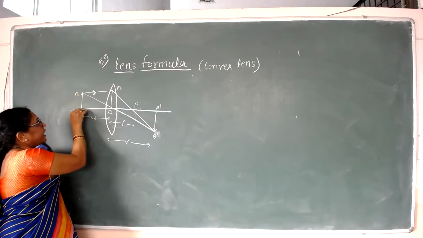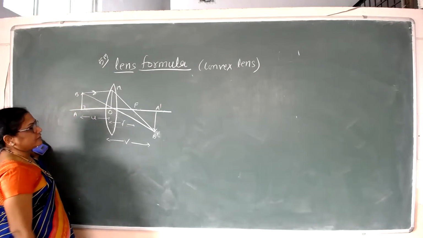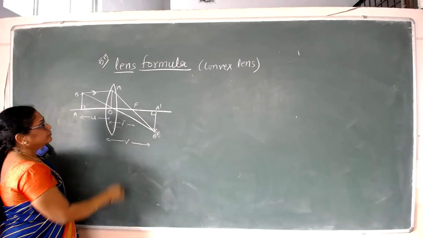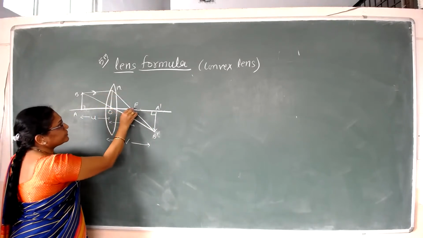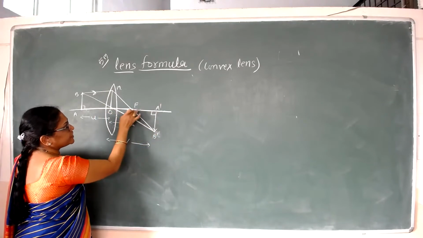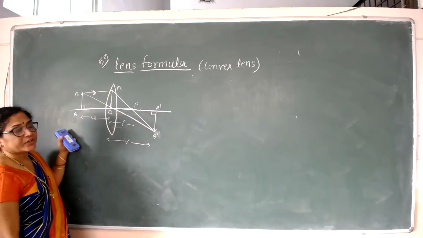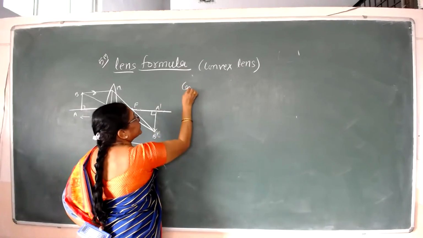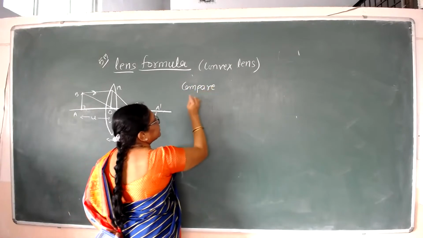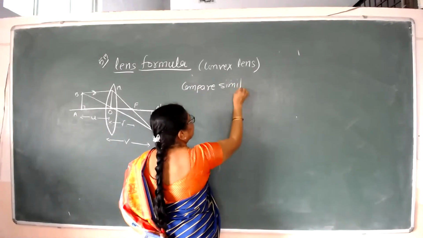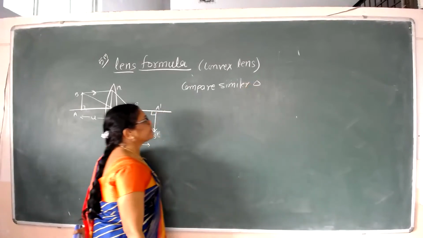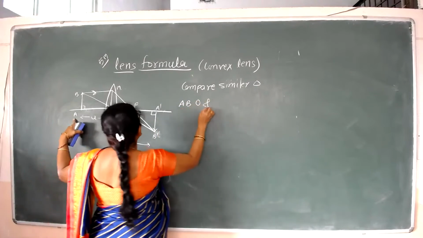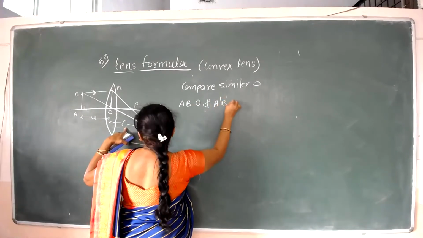Here ABO is a right angle triangle. At the same time, B dash A dash O is also a right angle triangle. Then there are MOF and A dash B dash F. So there are four triangles here. Compare the similar triangles, that is, A, B, O and A dash, B dash, O.